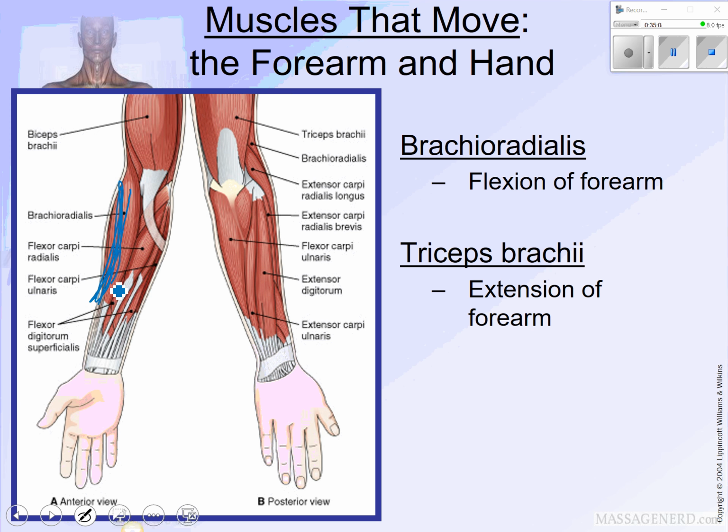So this is the anterior view of your hand. This is the back of the hand, so this is the back of the arm. That would be your triceps brachii, also known as your triceps. It helps with the extension of the forearm. You can see where it comes down here and inserts on the olecranon process, and it originates on the humerus.